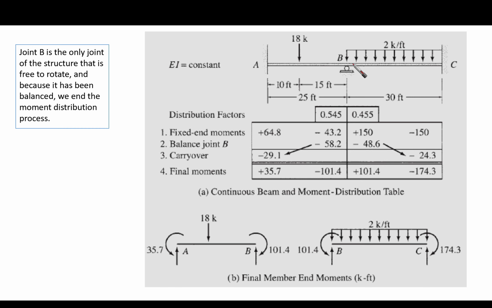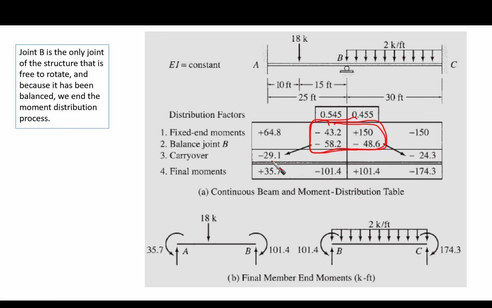And because it has been balanced, look here, it has been balanced. This is 0. It is balanced now. After making the carryover, there is nothing here. It will not take any moment from any other place, right? So this means we have balanced the main point that is free to rotate. This means that we are going to end. We put a double line here. This means that already we can end our moment distribution in 3 steps only.